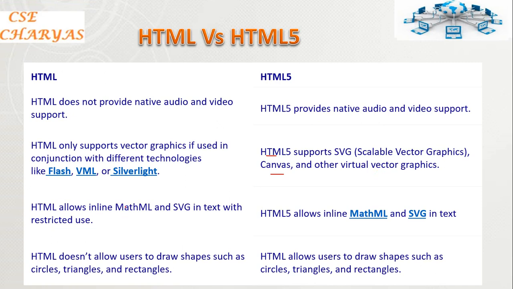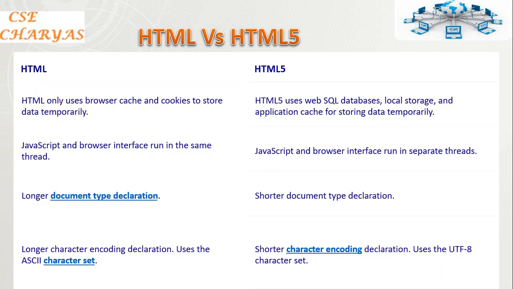HTML allows inline MathML and SVG in text with restricted usage. Now coming to HTML5, it allows inline MathML and SVG in text. HTML does not allow users to draw shapes such as circles, rectangles and triangles, whereas HTML5 allows users to draw shapes such as circles, triangles and rectangles. HTML only uses browser cache and cookies to store data temporarily. Now HTML5 uses Web SQL databases, local storage and application cache for storing data temporarily, which I explained in my video.